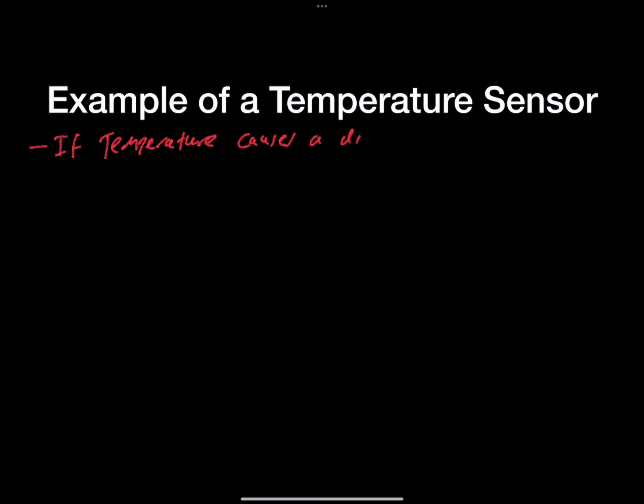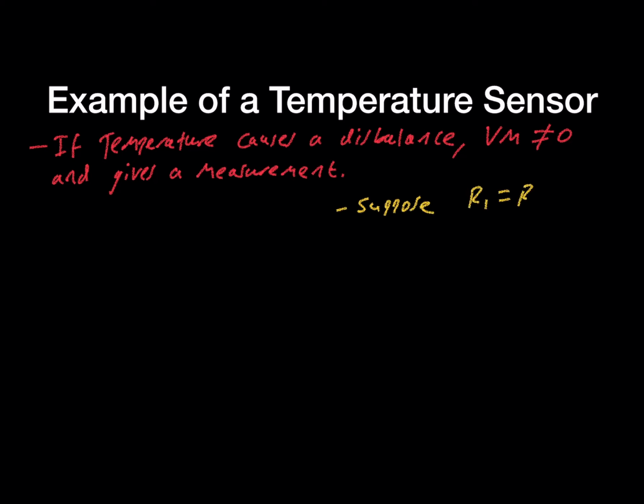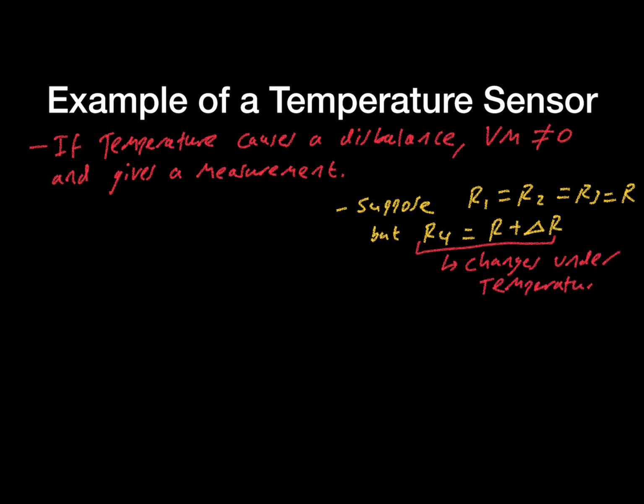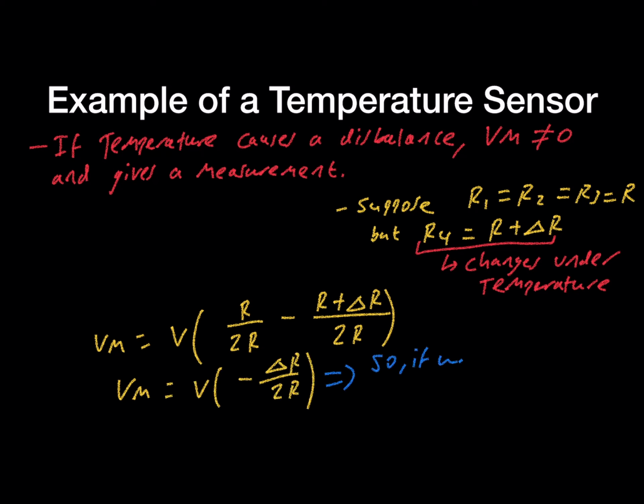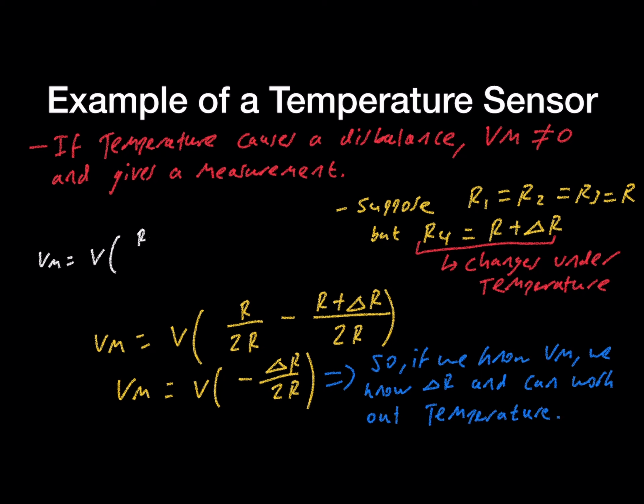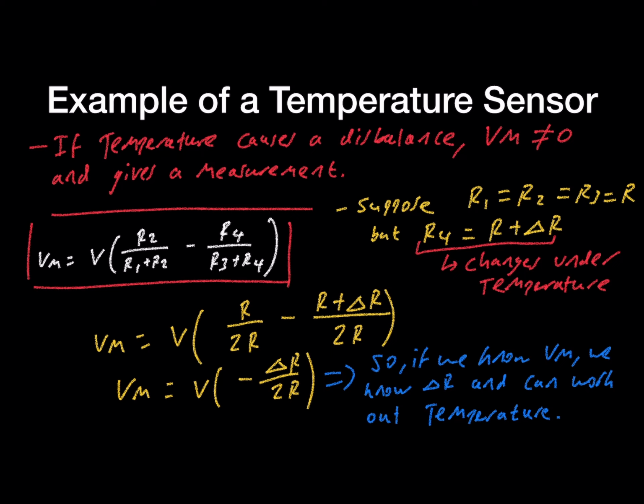To explain this point, we will consider designing a temperature sensor to ensure that the voltage measured is not 0. Suppose R4 is a temperature probe, and R1, R2, and R3 are all the same value and are thermally isolated so that they remain the same. Then temperature changes cause a change in resistance in R4 only. If we assume this resistance is R plus delta R, then by substitution, the measured voltage is related to this change by the final equation.